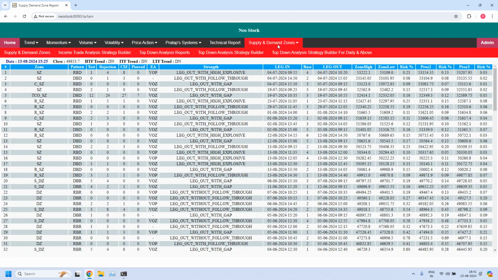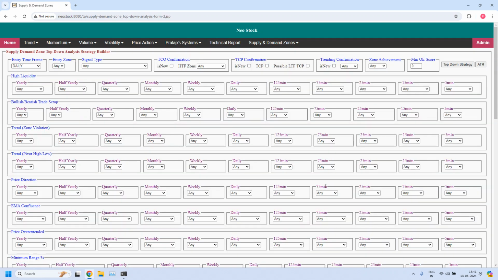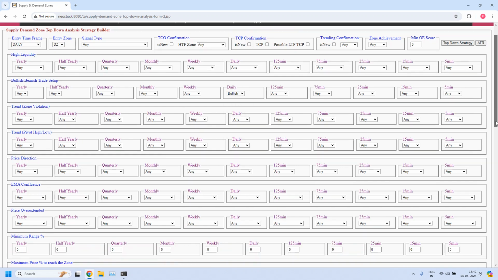Now again generate the next set of 4 reports, that is bullish and bearish trade setups for monthly, weekly, daily and hourly income trades. First let's start with the monthly income trade bullish trade setup. So the entry time frame is daily for monthly income trade, and the entry zone should be a demand zone for the bullish trade setup. In the parameter bullish or bearish trade setup in daily, that is our entry time frame, I am selecting the value bullish, and the daily demand zone should not be pierced.